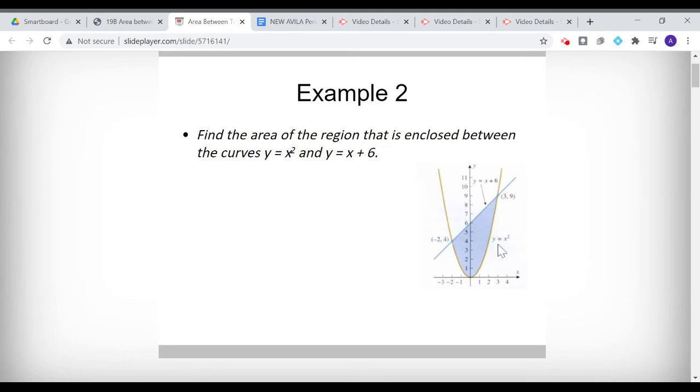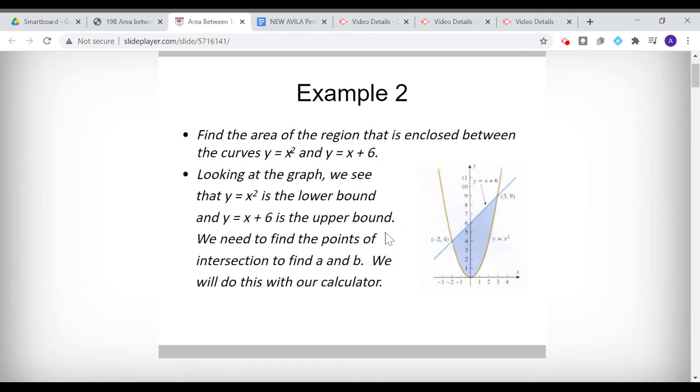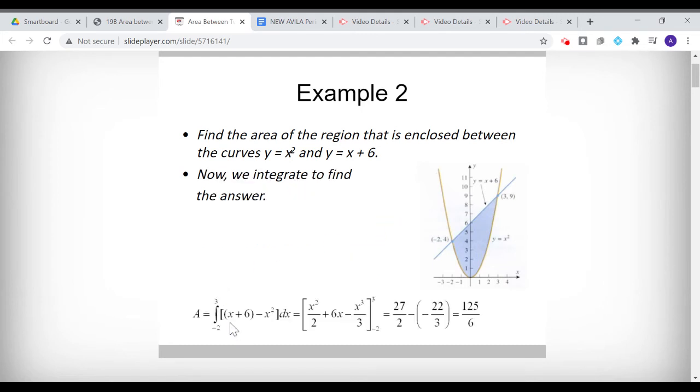I could draw this picture out if I wasn't given it. Or I could set the equations equal to each other, x squared equals x plus 6, and find those points of intersection. Okay, I need those because if I want to find the area, then I need to say the area is the integral between when x equals -2 and when x equals 3 of the top function, x plus 6, take away the bottom function, x squared dx.